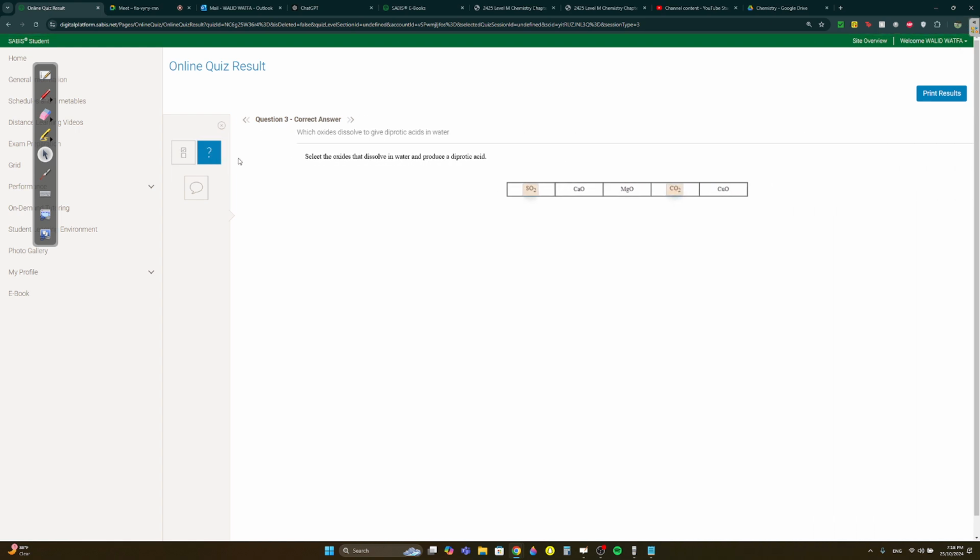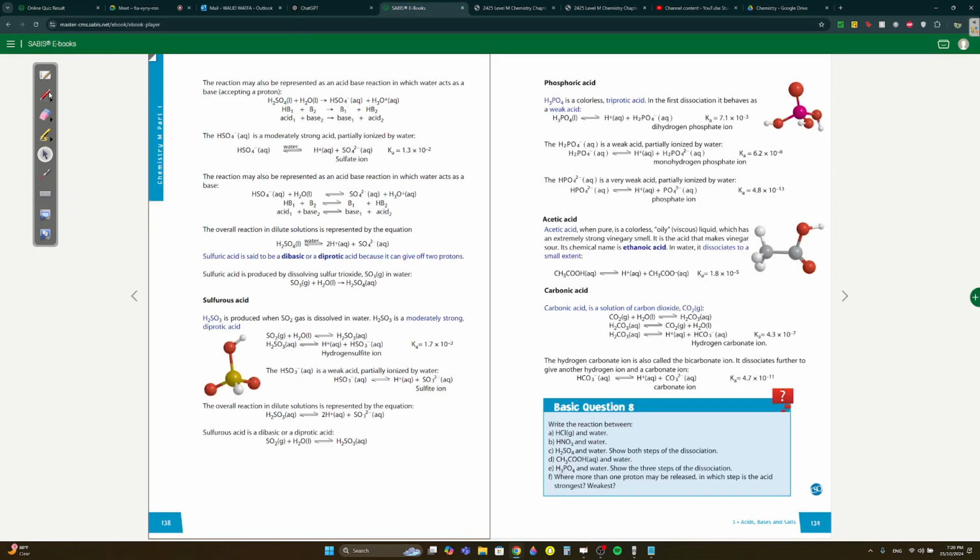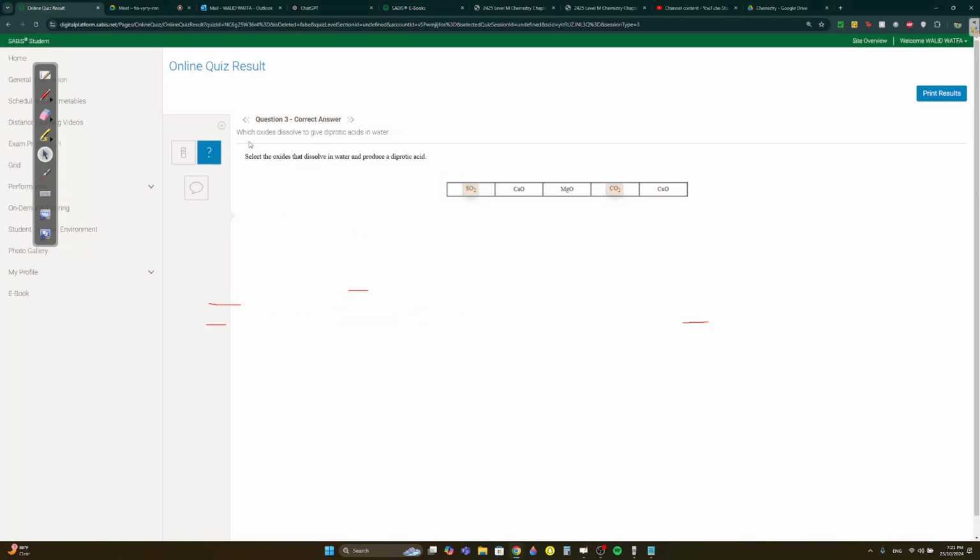Question 3. Select the oxides that dissolve in water and produce a diprotic acid. So I don't really understand this, but from the book, I had to open the book. You have three diprotic acids that you should know: H2SO4, H2SO3, which is sulfurous acid, and carbonic acid, H2CO3. These are diprotic acids. H2CO3, H2SO4, as well as H2SO3.